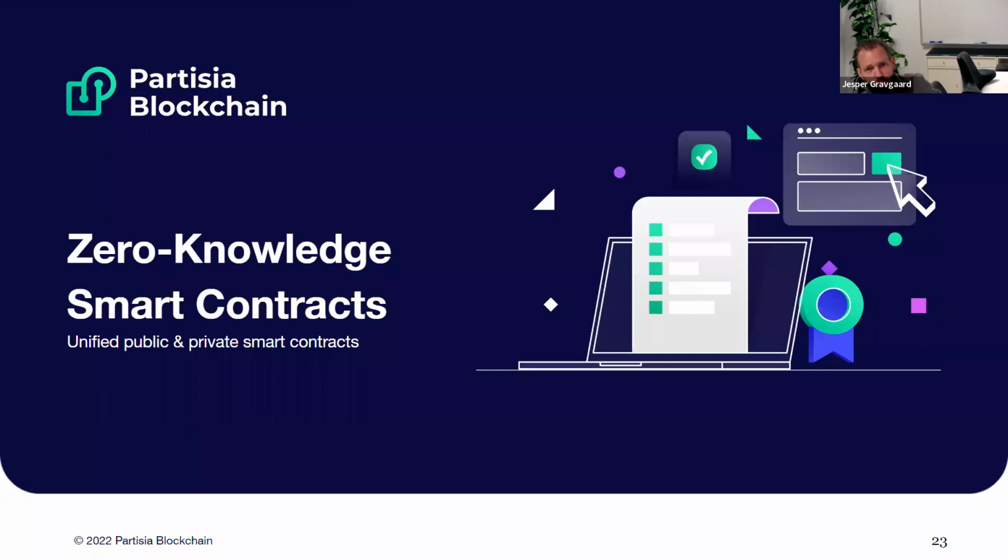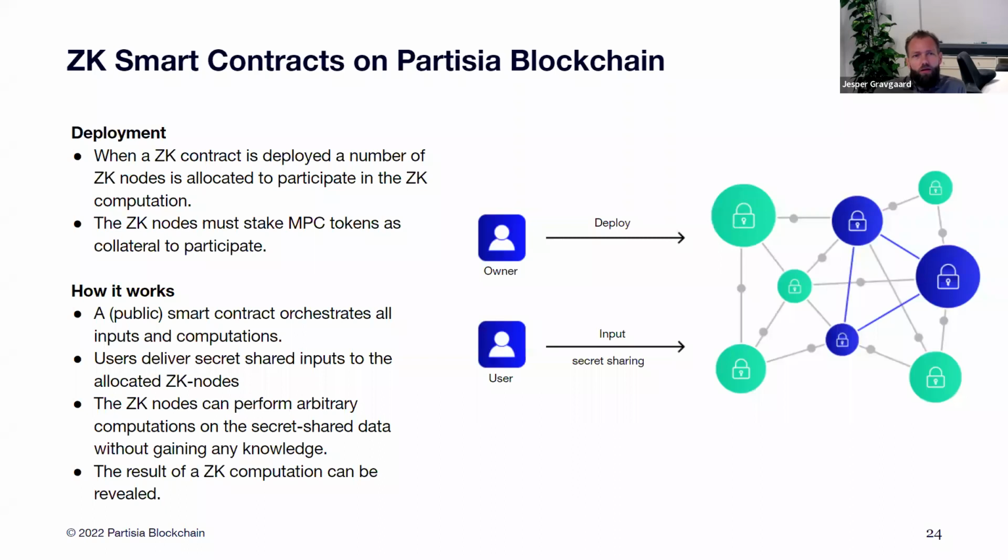Finally, I'll try to show how you can actually make zero-knowledge smart contracts. How can you code? How can you program stuff that is executed in MPC? I think this is probably the big thing that we in Partisia are adding to the blockchain space. So hang on for this. First up, let me talk a little bit about what a ZK smart contract is.